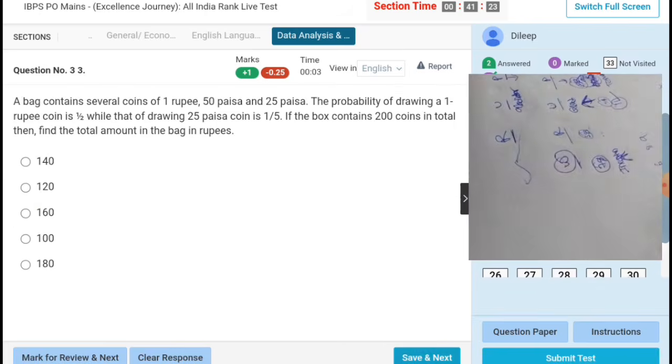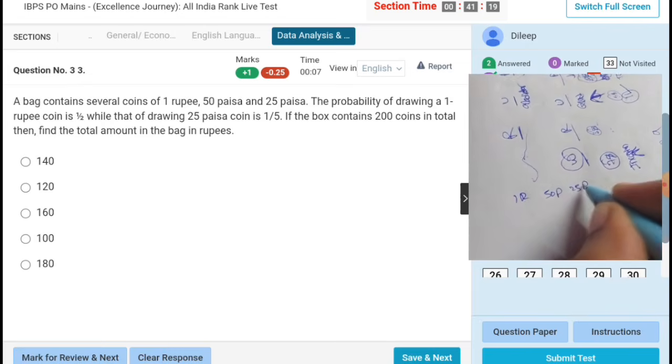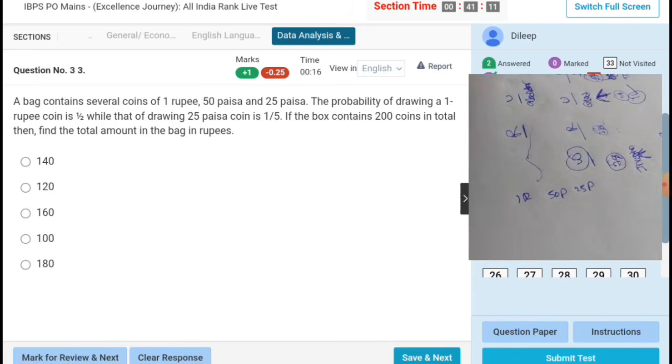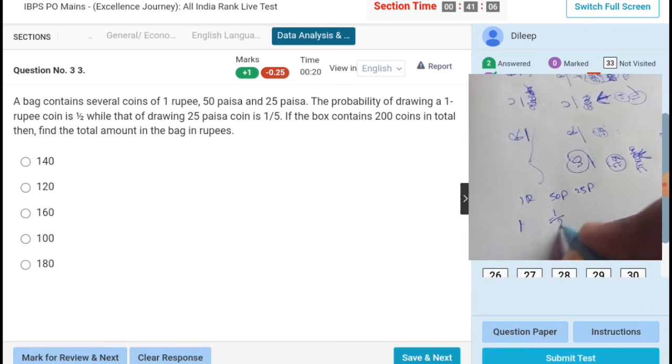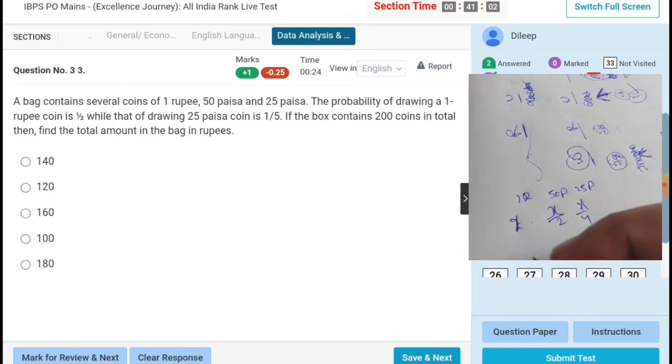A bag contains 1 rupee, 50 paisa, and 25 paisa coins. One by two, one by four. The probability of drawing a 1 rupee coin is 1/2.